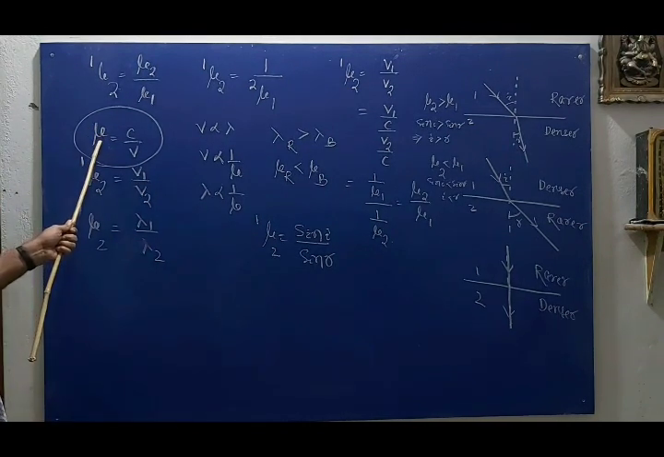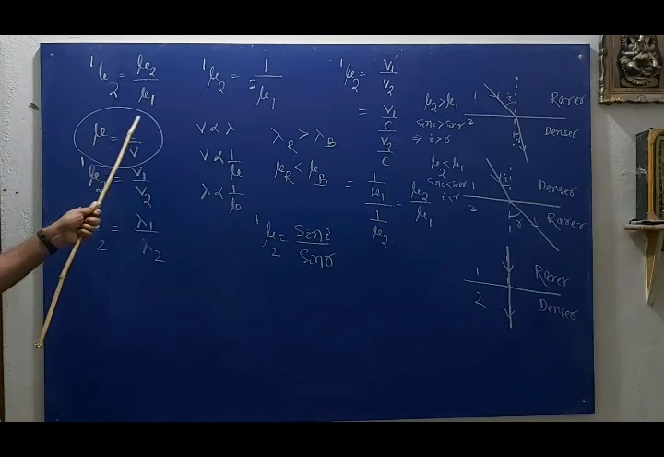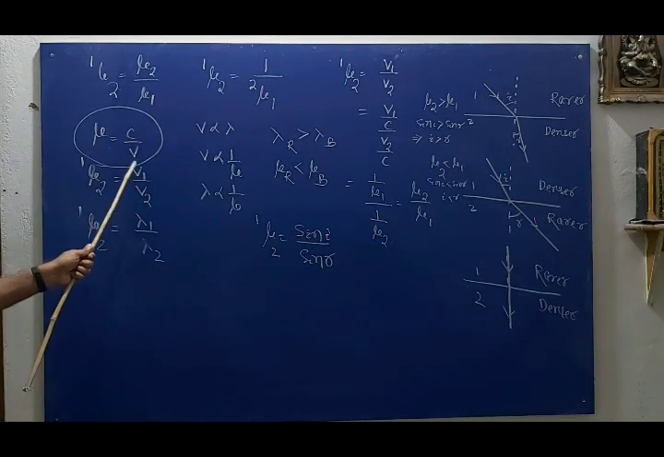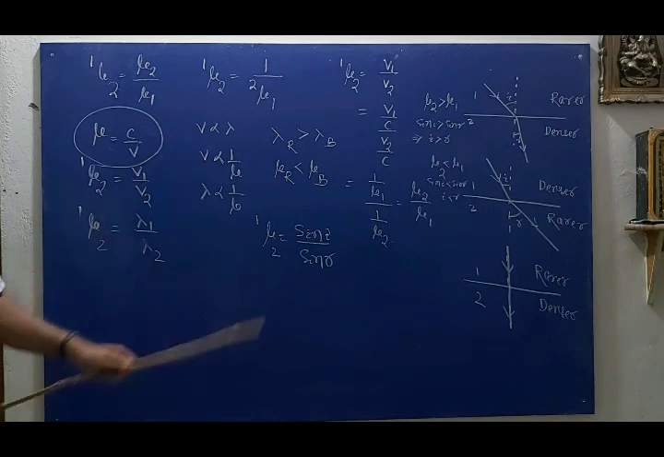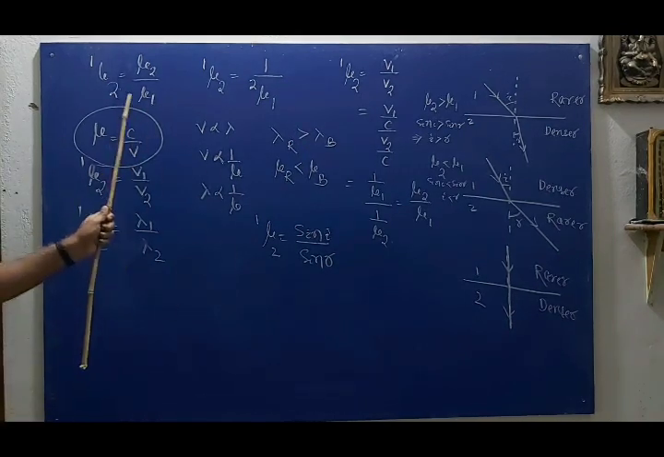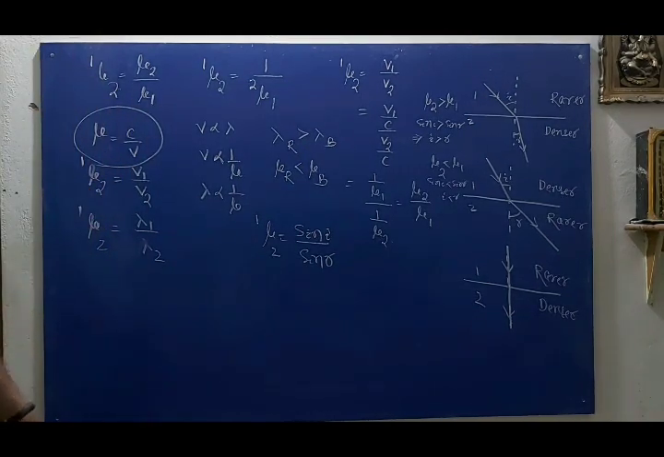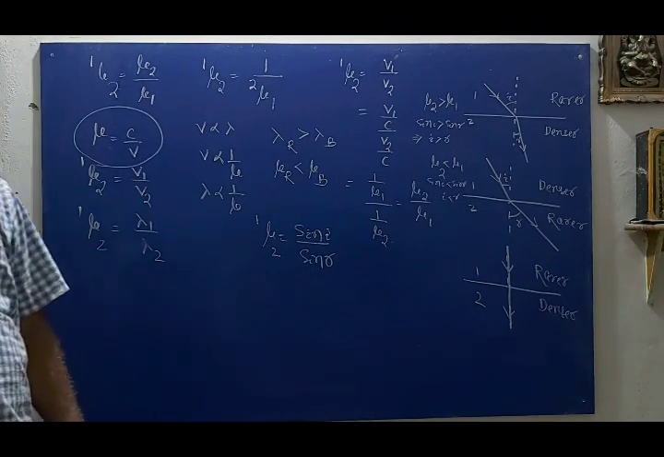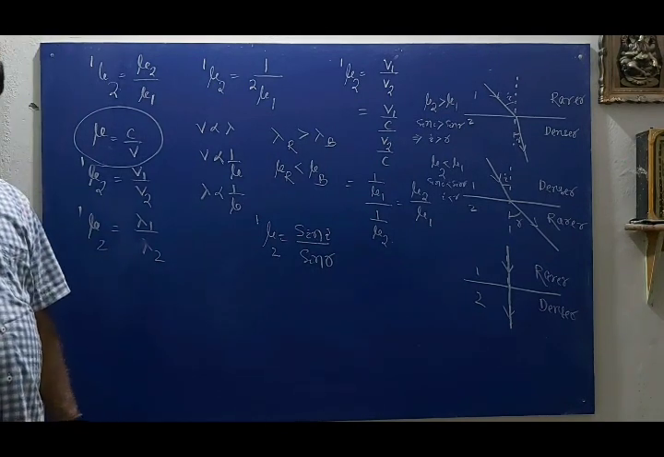Now, the refractive index of glass is equal to the speed of light in air by the speed of light in glass. If you find the absolute refractive index of water, it is equal to the speed of light in air by the speed of light in water.